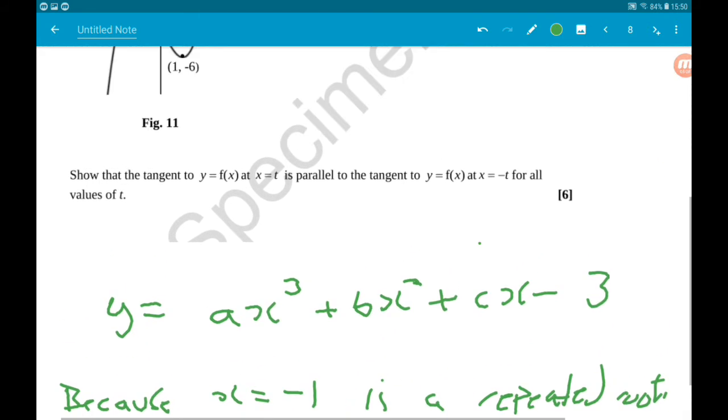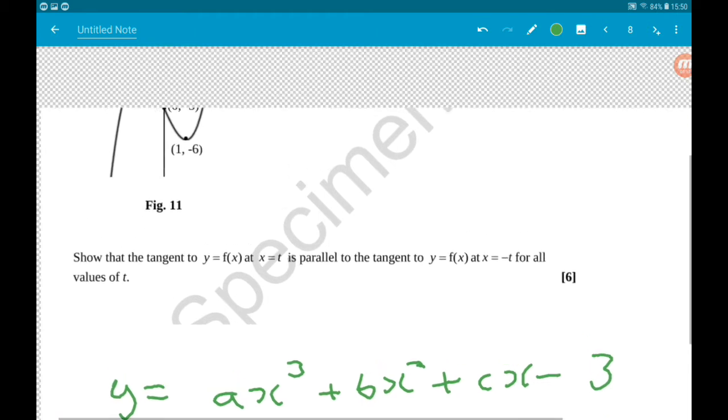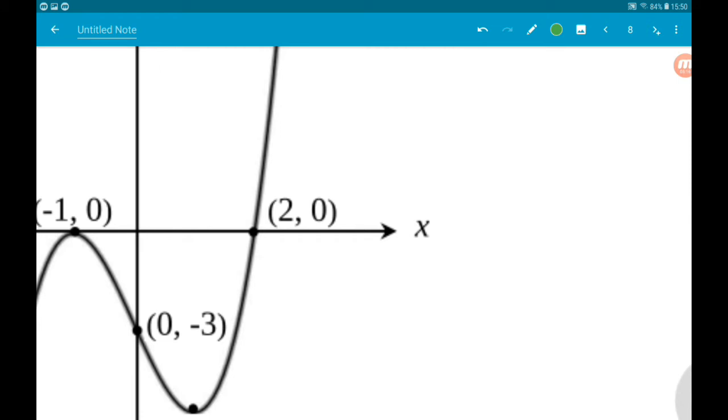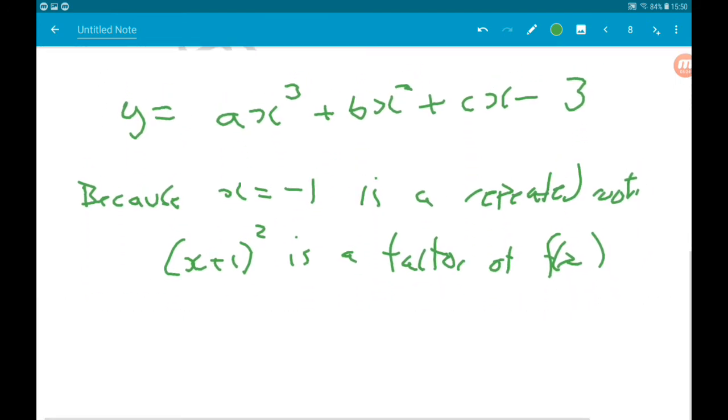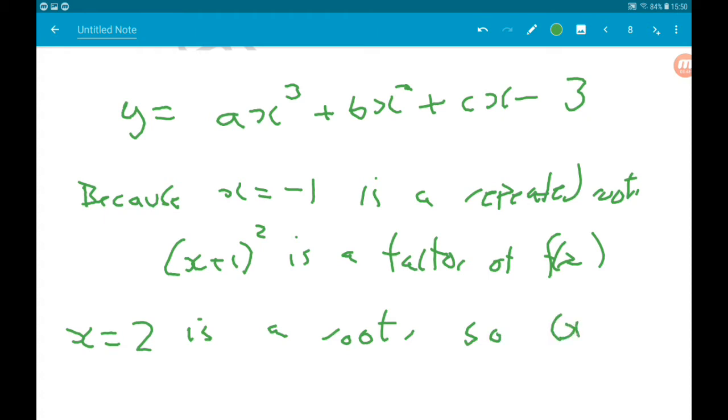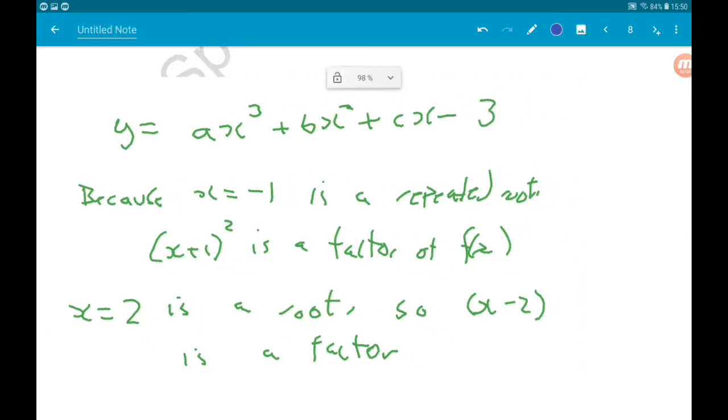Okay, then to the other x-intercept. Over here, we know that x equals 2 is a root. So x minus 2 is a factor. So let's put those together and expand and see what we get.